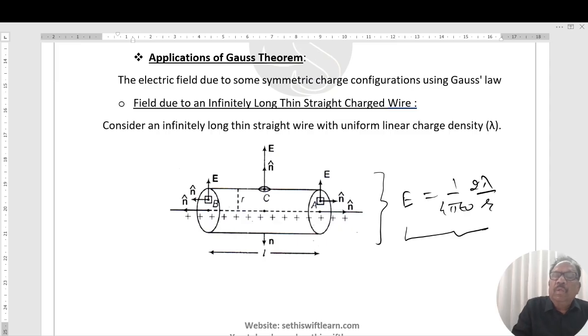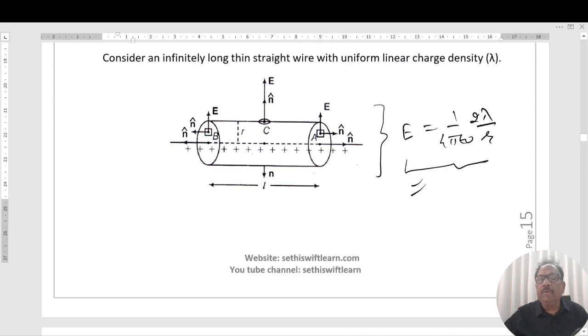In this case, this is the Gaussian surface. On account of the flat ends, the electric flux is 0, and on account of the curved surface, the electric field is considered over the area 2 pi r l. From this you have obtained the electric field, right?